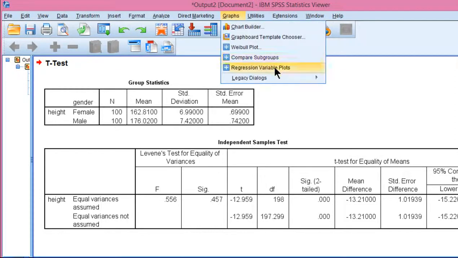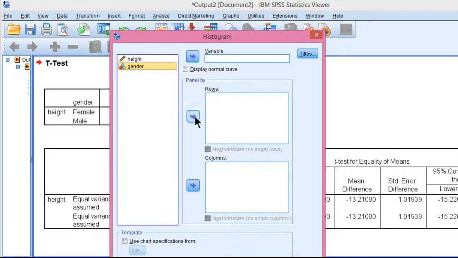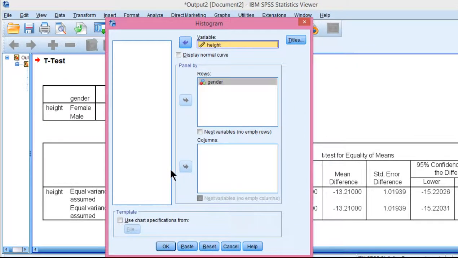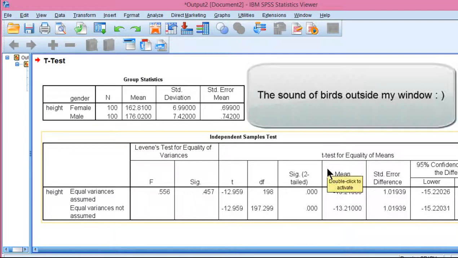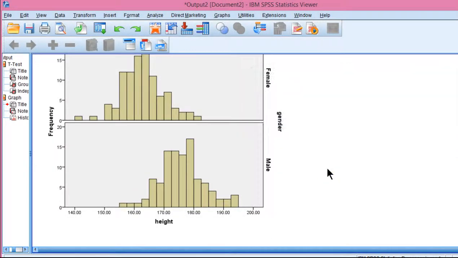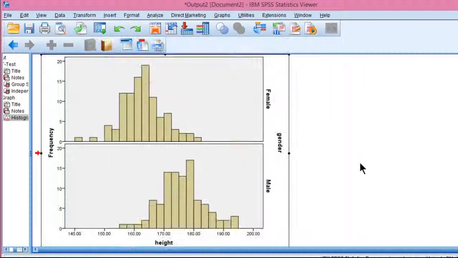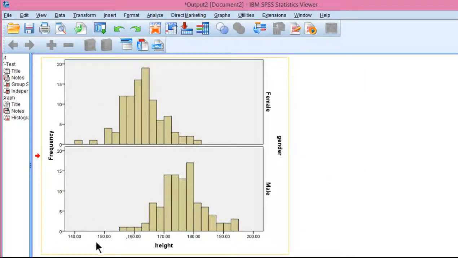So I'm going to go into Graphs, Legacy Dialogs, Histogram, and this is going to show me how much overlap there is between males and females, because even though on average males are taller than females, not all males are taller than all females. Let's actually look at what this looks like. Here we go. So this is what I essentially reported in the textbook. I probably won't clean this up actually. It's not really worth my time to do that. This looks fairly similar to what is reported in the textbook.